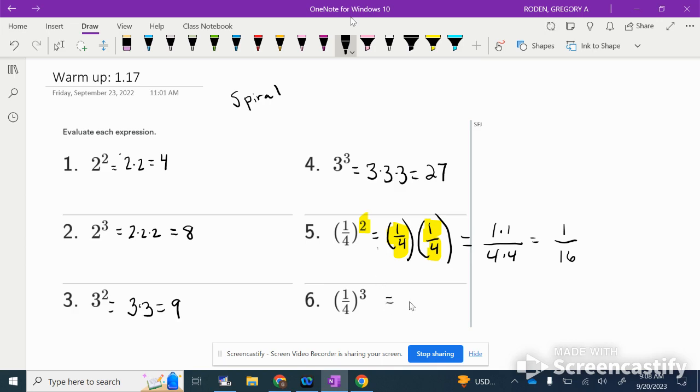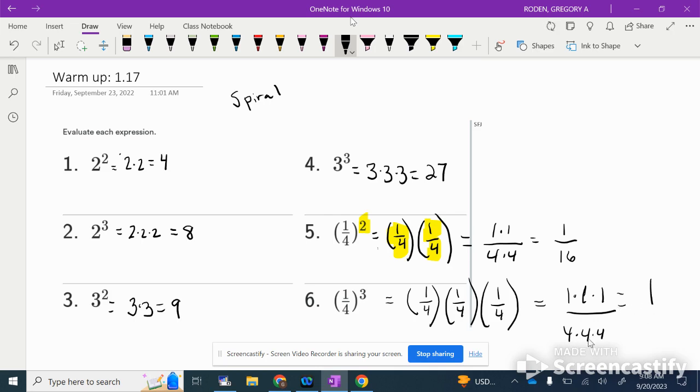Okay, let's do 1/4 cubed. 1/4 cubed is 1/4 times 1/4 times 1/4. On top, it's 1 times 1 times 1, and on the bottom, it's 4 times 4 times 4. 1 times 1 times 1 equals 1. And we know that 4 to the third power was 64, I believe, right? Yep. And so it's 1 over 64.